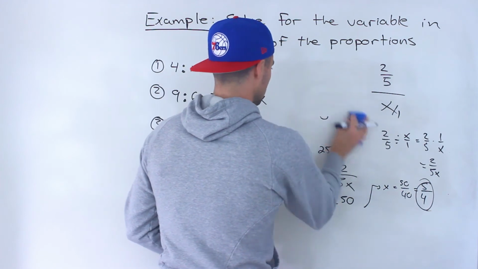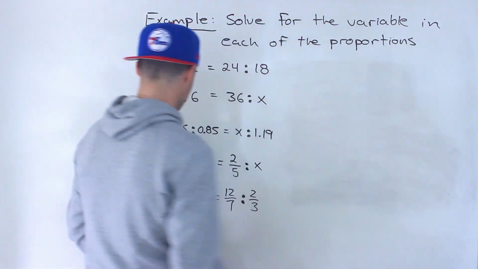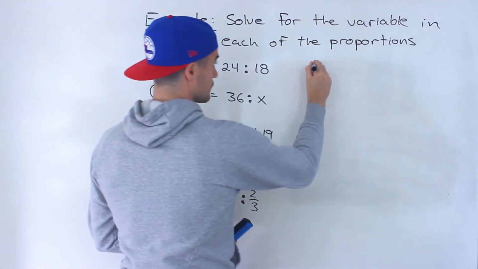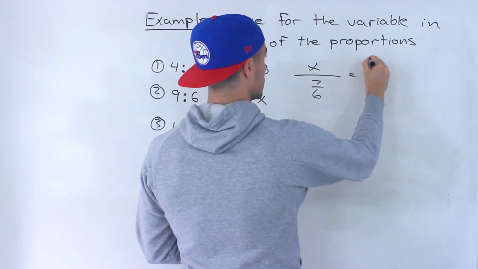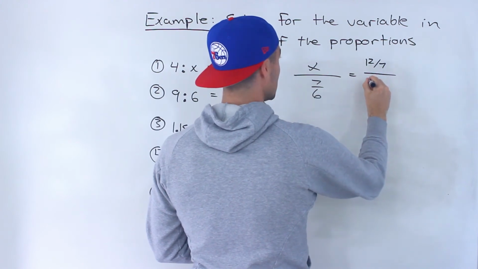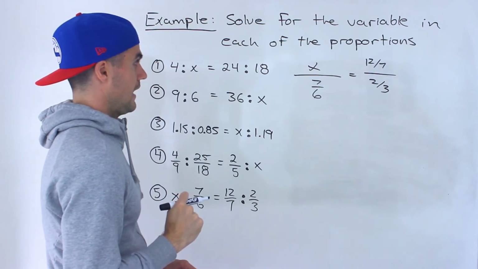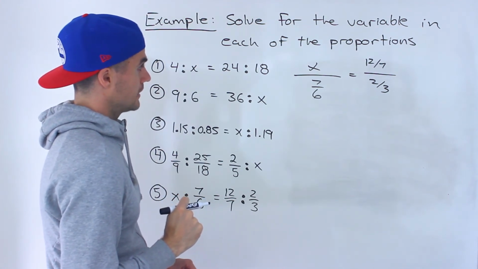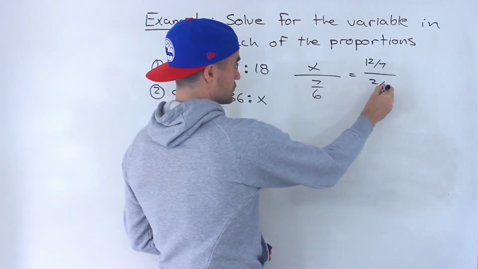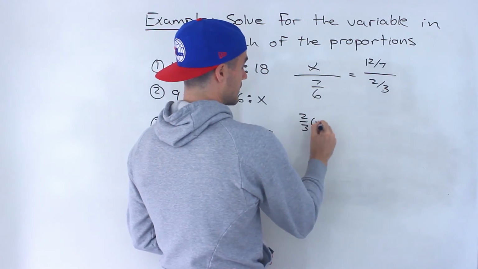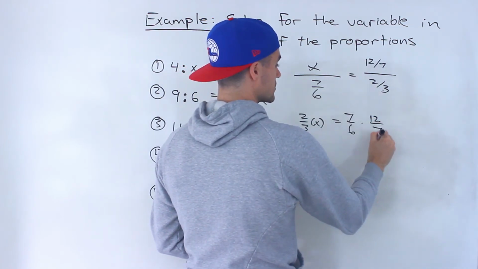And then finally, we got number 5. So we got x to 7 over 6. So if we follow that same process, x to 7 over 6 is equal to 12 over 7 divided by 2 over 3, like that. And what I'm going to do here is, you know what, let's just cross multiply. So 2 over 3 times x is 2 over 3x is equal to 7 over 6 times 12 over 7.